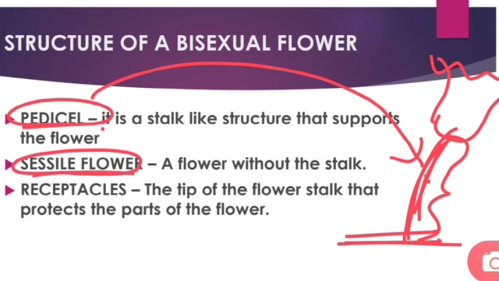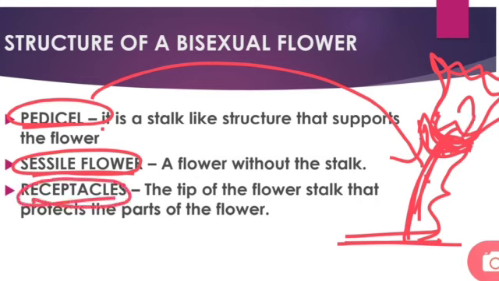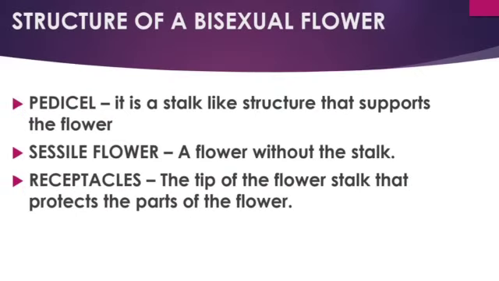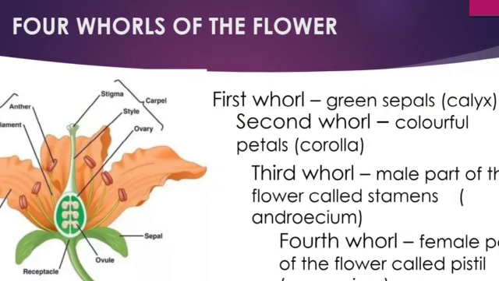And the last one is the receptacle. Receptacle is nothing but the part which is present just below the flower, which holds all the parts of the flower. So that part is known as the receptacle, that is the tip of the flower stalk that protects the parts of the flower. Then coming to the 4 whorls of the flower.